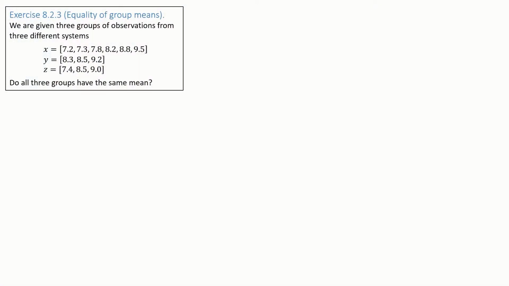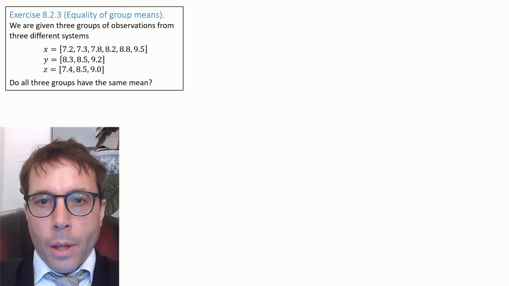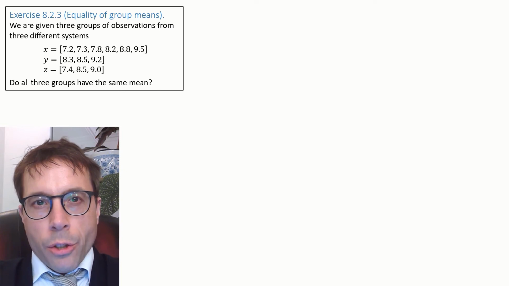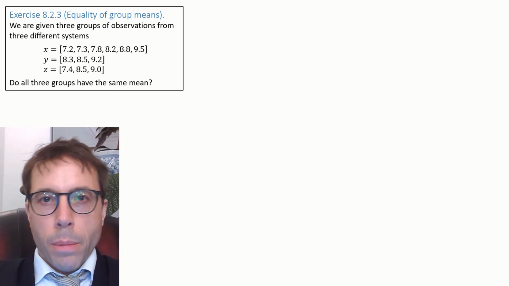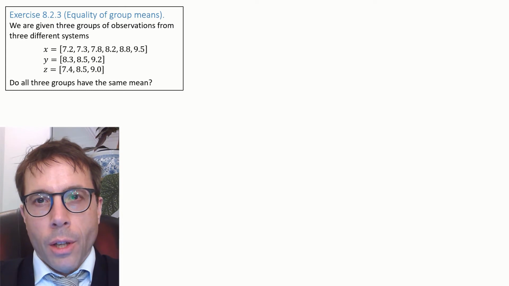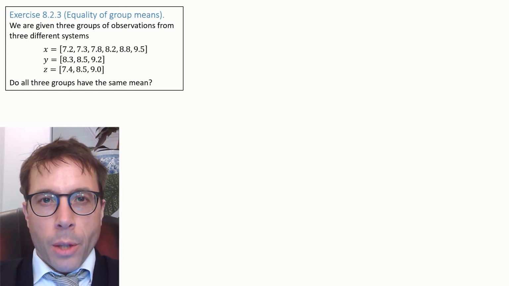This time we're given 3 groups of observations from 3 different systems, and we're asked if all groups have the same mean. This is more involved than the last example where we had 2 groups and we could just measure the difference between the 2 groups directly. Here there are 3 groups, so there are 3 differences we could measure. We could measure the difference between x and y, between y and z, and between x and z. So what should we do with all of these? Well, here's something we could do.